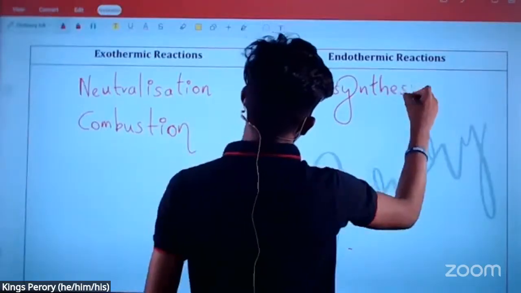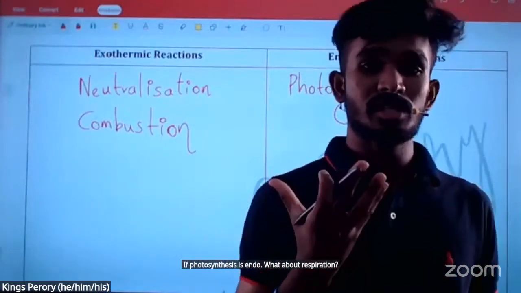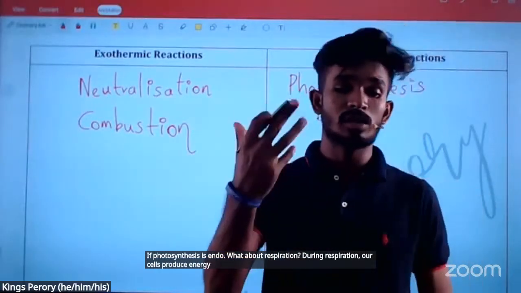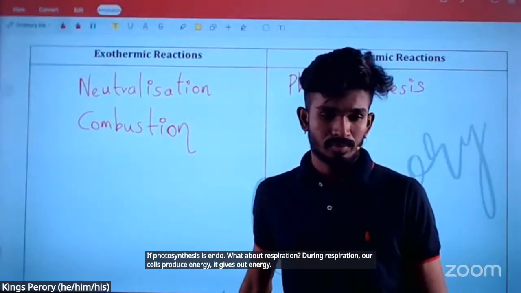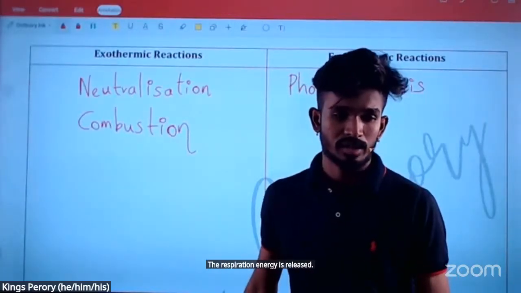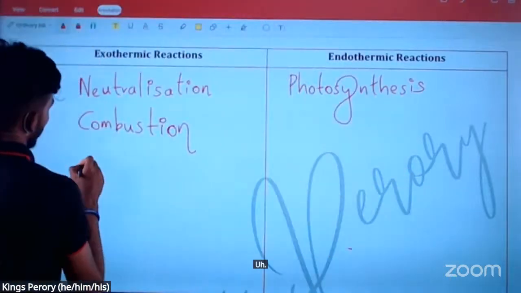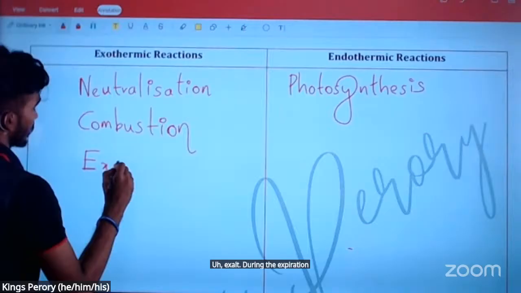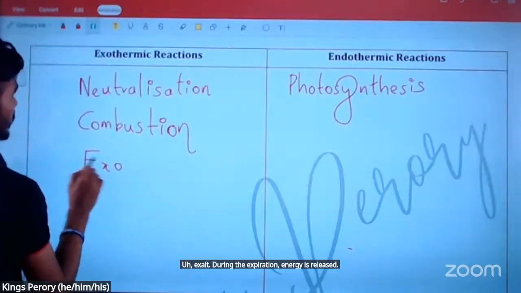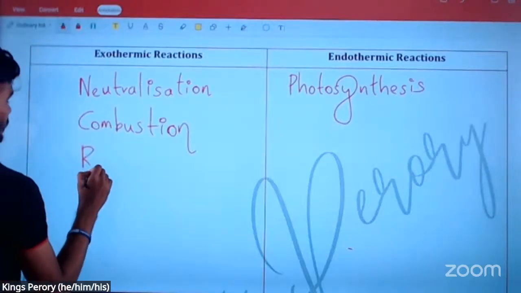If photosynthesis is endo, what about respiration? During respiration, our cells produce energy. It gives out energy. During respiration, energy is released. Endo or exo? Exo. During respiration, energy is released. Exo. What am I writing? Respiration, exo.